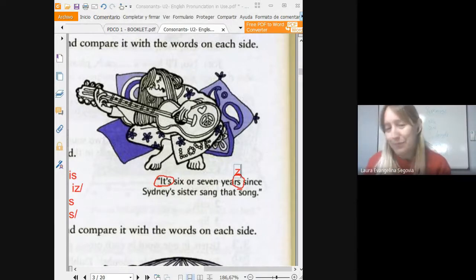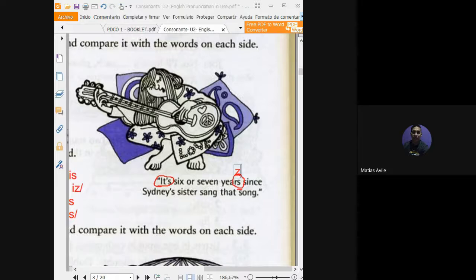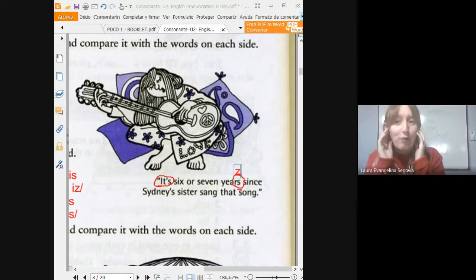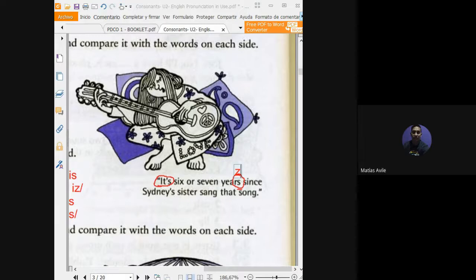Matías, your turn. It's 6 or 7 years since Sydney Sister sang that song. Faster. Don't stop before that song. All together. It's 6 or 7 years since Sydney Sister sang that song.